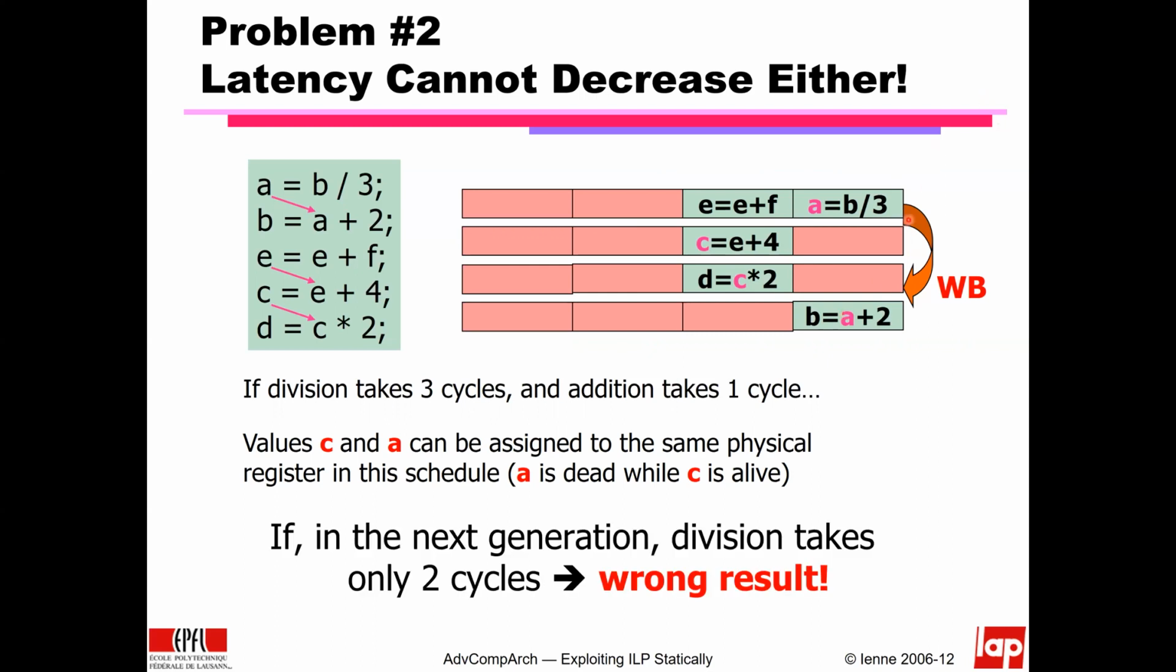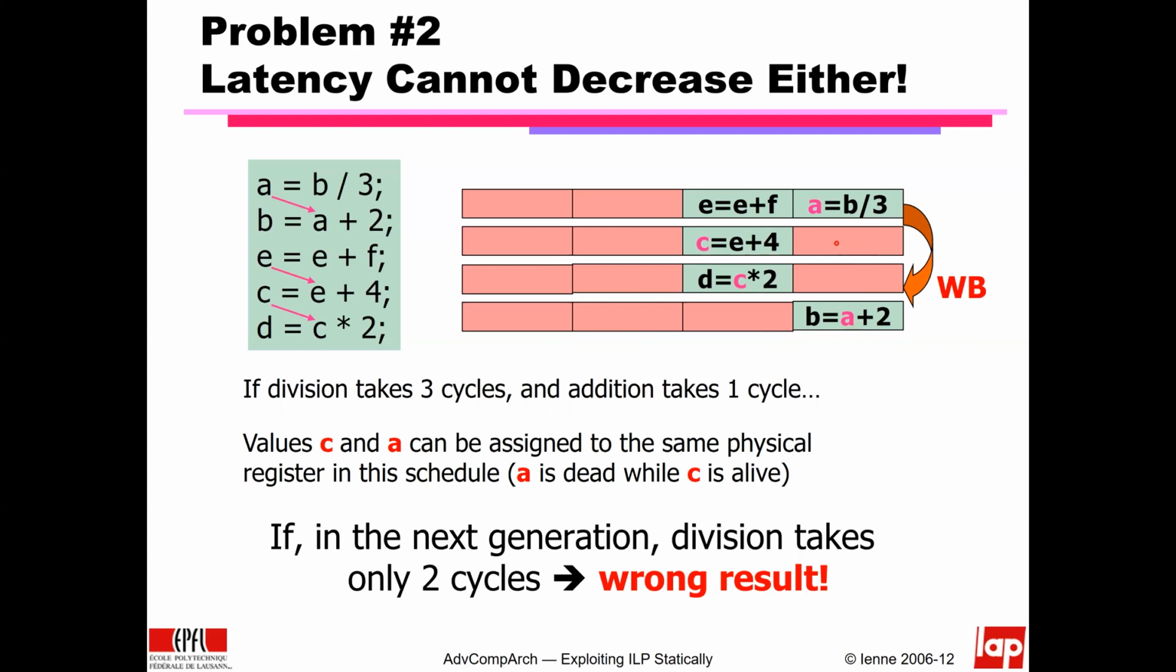If I have my result from the division that comes in 2 cycles because I improved my divider, I have a problem. I have a problem because now I want to write back at this end of cycle. In normal cases, in general, this is not a problem, right? It will stay in the register for 1 cycle and then it will be taken out. So why is that a problem?